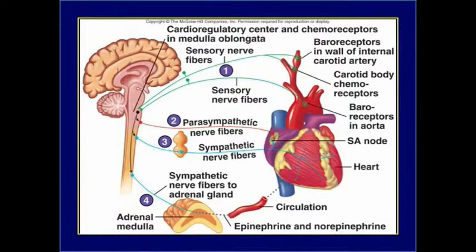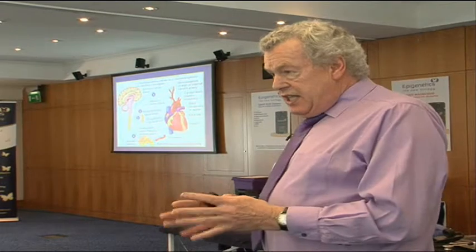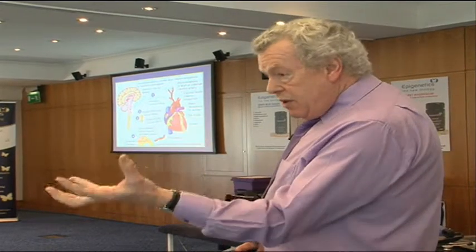So we've talked about the accelerator and the brake. So really all we need to discuss today from the innervation point of view, in other words the nerve supply, is the ratio between the inputs from the parasympathetic and the sympathetic. So the sympathetic, all you need to know is it speeds it up. It increases the heart rate and it increases the stroke volume. In other words, the contraction of the ventricles is much greater.